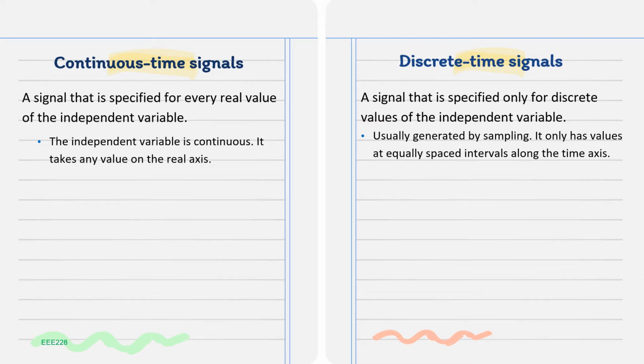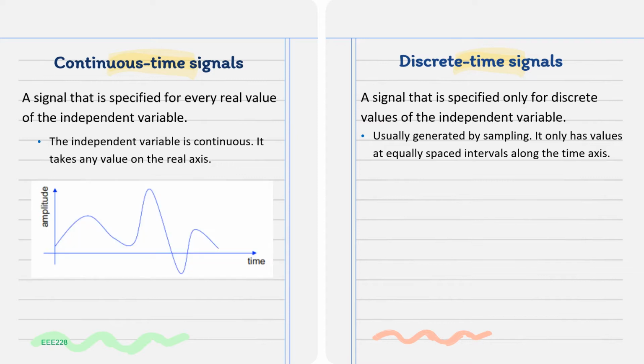While discrete time signals are signals that are specified only for discrete values of the independent variable. Discrete time signals are usually generated by sampling. We sample the continuous time signal to get the discrete time signal. It only has values at equally spaced intervals along the time axis. So in this course, we look at discrete time signals which exist at equally spaced time intervals along the time axis, because we're looking at time as the independent variable.